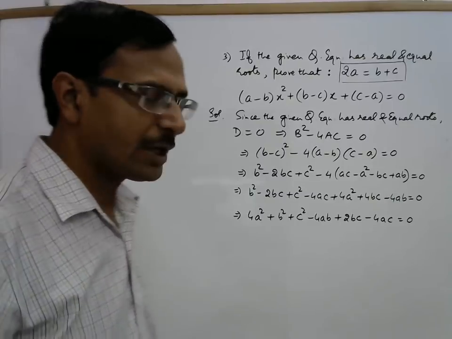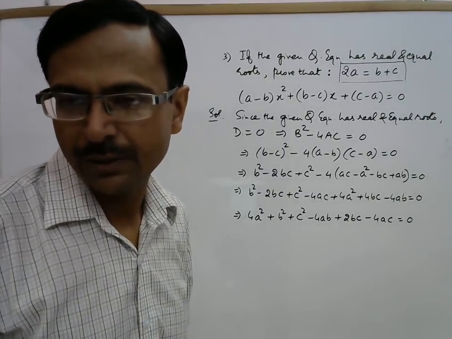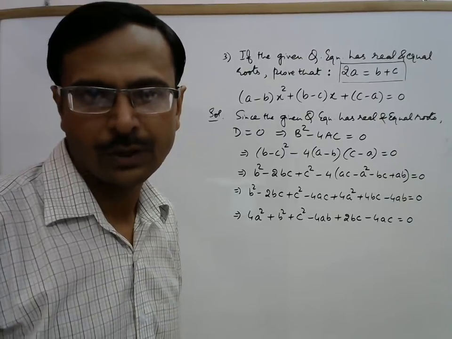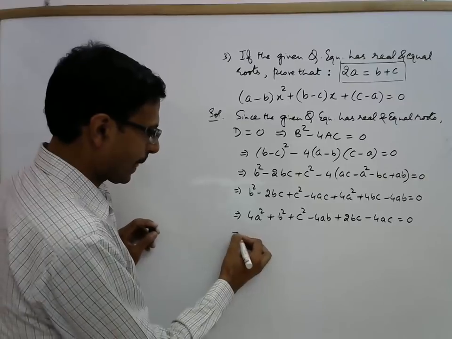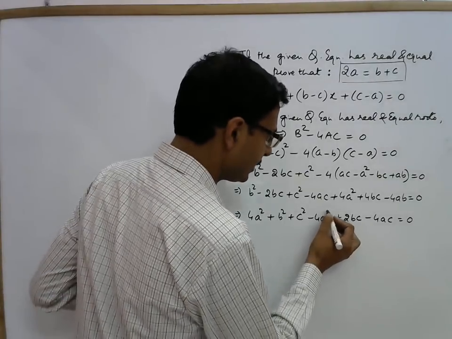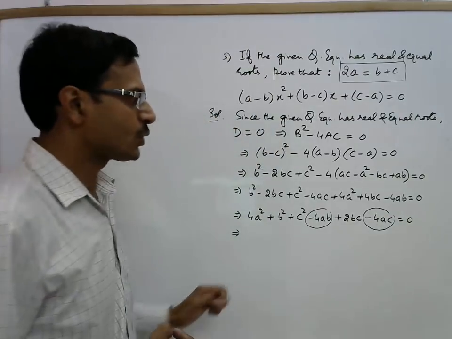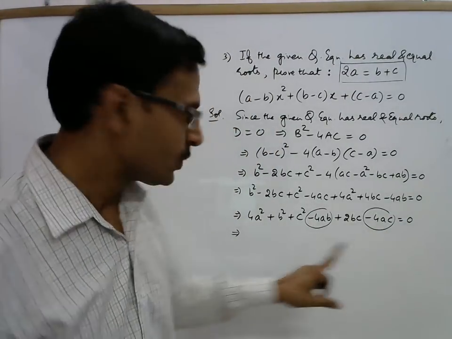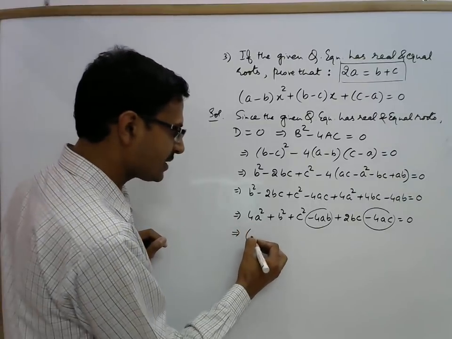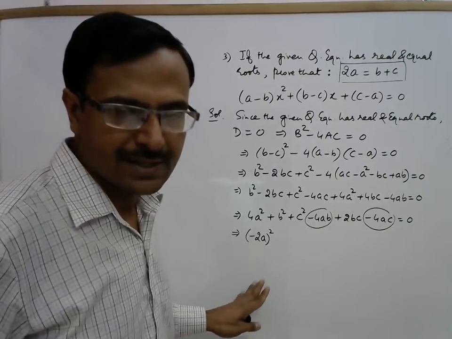Now students, if you know a little bit of factorization, you will have to convert this into a whole square now. Now how do you convert this into a whole square? See, these two terms here are negative, minus 4ab and minus 4ac. So what is the common variable in this? The common variable is a. So we will make this as negative 2a whole square. This is what you are taught at class 9th level.